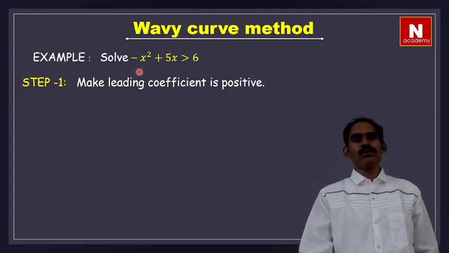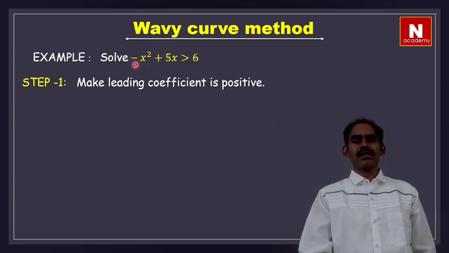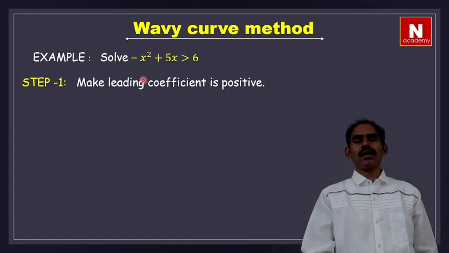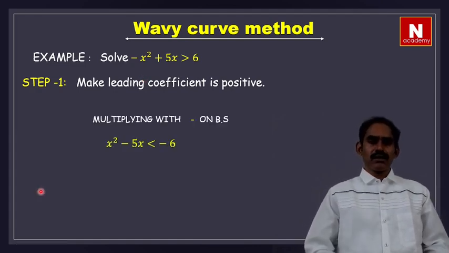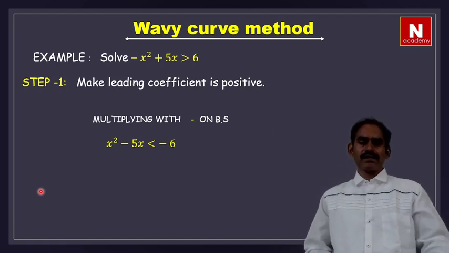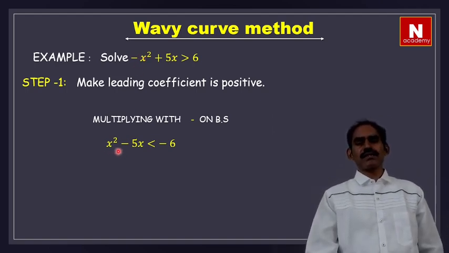First, step 1: make the leading coefficient positive. Here, observe the coefficient of x square, it is minus, that means minus 1 is there. First of all, by multiplying with minus, this will become positive. So this is called step 1, multiplying with minus on both sides. Now, when you multiply with minus, minus x square will be plus x square, minus 5x. Now greater than becomes less than, and this plus 6 becomes minus 6.